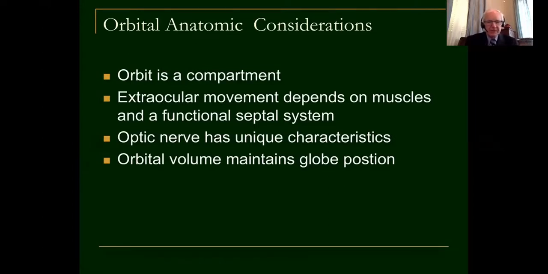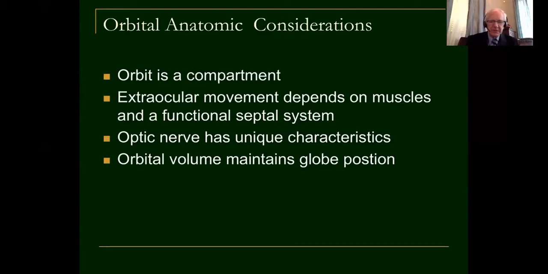And if you think about an orbit, it really is a compartment like many other compartments within the body. It has a set of muscles, movements, nerves, blood vessels. This compartment is fairly contained, but different things penetrate into the compartment. But because of its periosteal lining, it does do certain things. Also, because of its bony structure, it does certain things. Extraocular movement depends on the muscles and the function of what's called the orbital septal system. And I'll show you a demonstration of that.